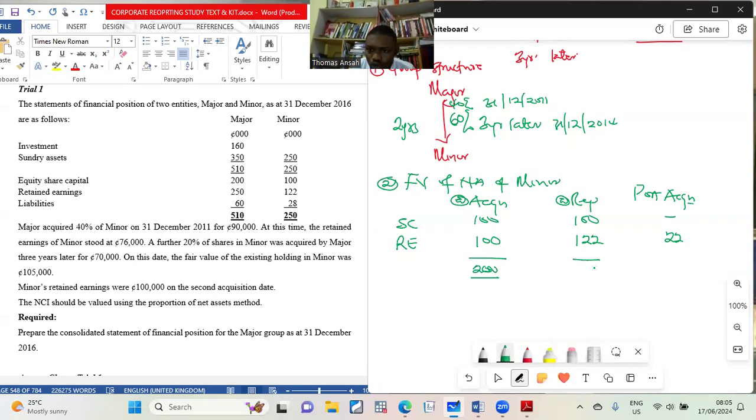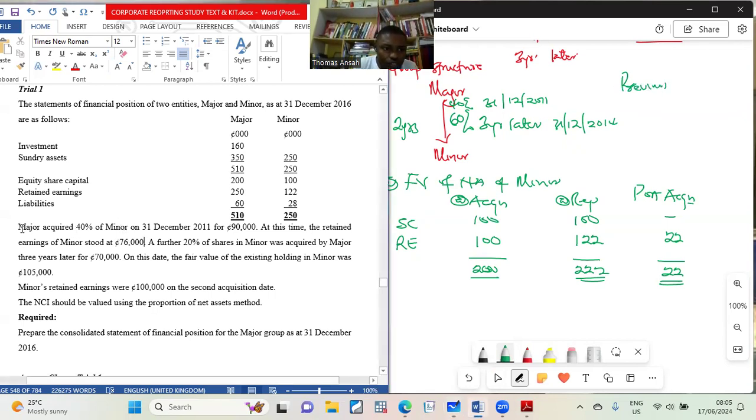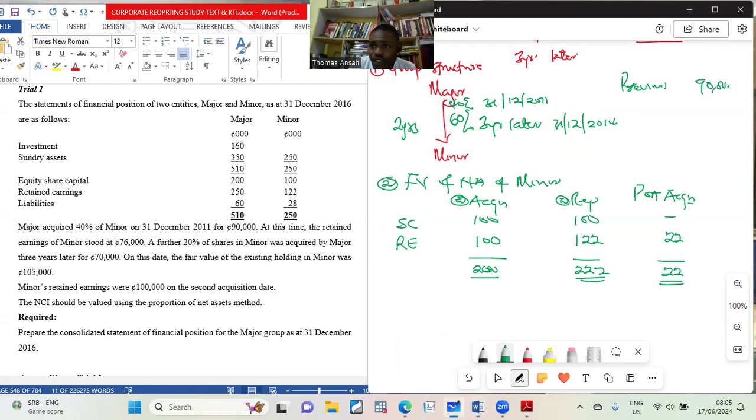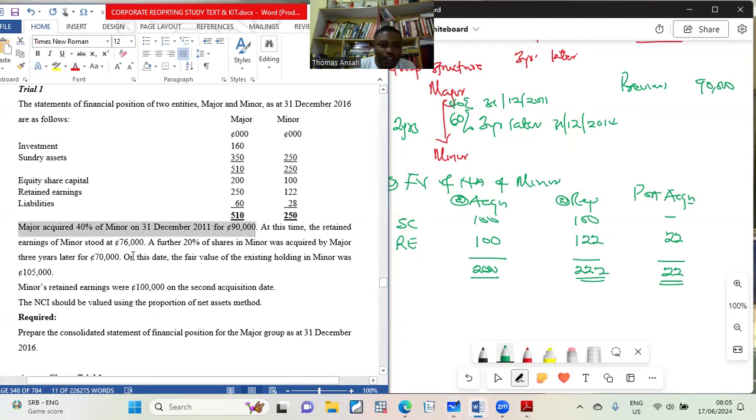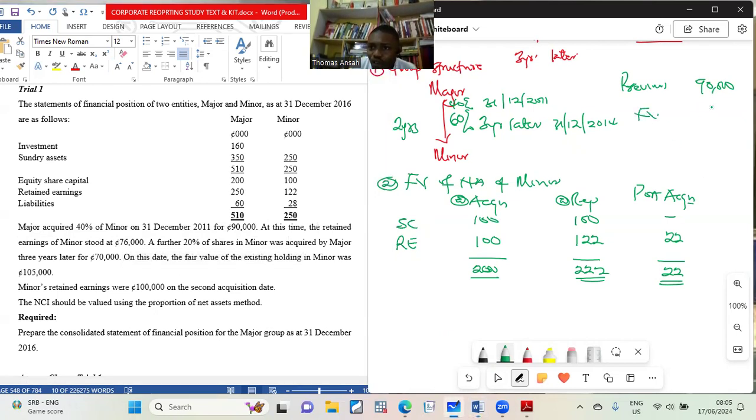We have 222. I am not interested always in the middle one because it adds nothing. So that is that. And don't forget, I told you that immediately you do this thing, you should find the gain or loss on investment, because previously he had a 40% and it is 90,000 previously held interest. Now, as they are buying on this date, the fair value of the existing holding, that 90, is now 105. So currently its fair value is 105.